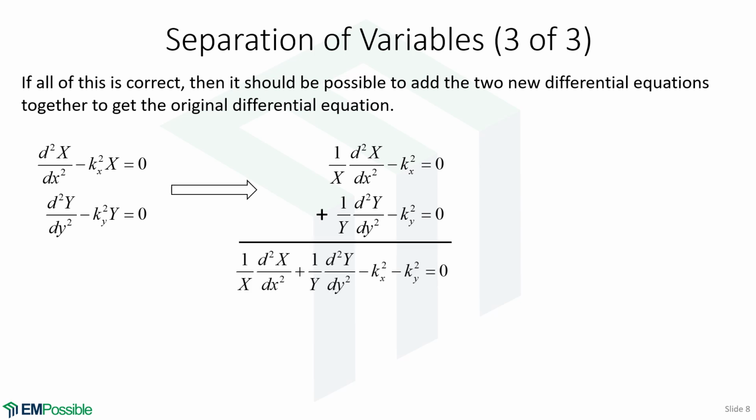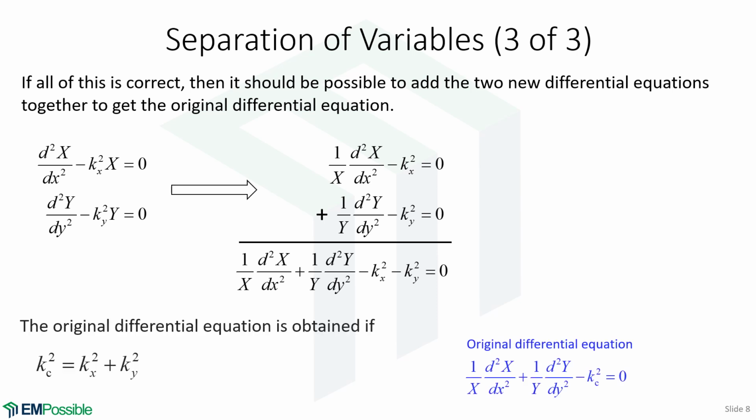Now let's compare this to our original differential equation. So in blue at the bottom right, this is our original differential equation, and what we can see is that these two really are the same thing if we define kx squared plus ky squared as kc squared. So we can easily do that, and we do recover our original differential equation from both of these. So another sort of justification of this separation of variables.